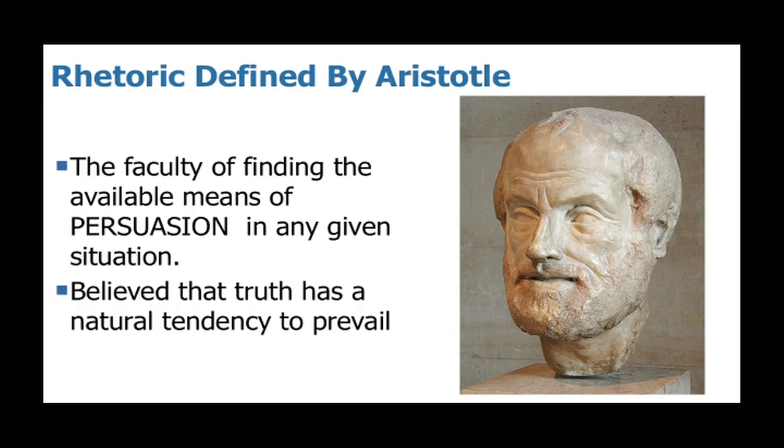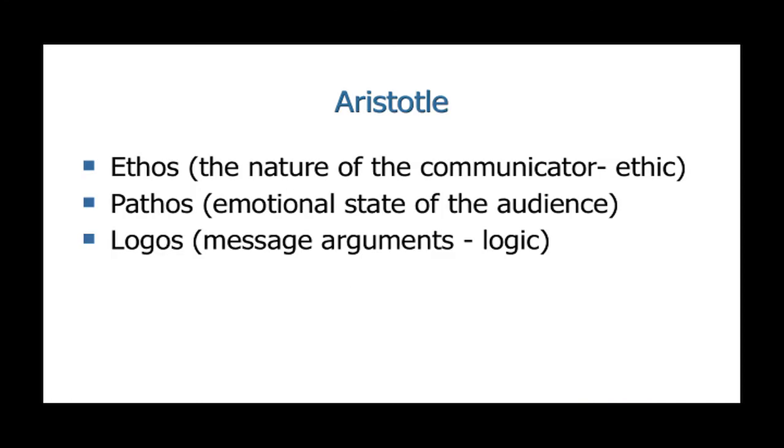Rhetoric was defined by Aristotle as the faculty of finding the available means of persuasion in any given situation. He believed that truth has a natural tendency to prevail over its opposites. Aristotle came up with 3 proofs that are important to understand for our discipline. The first was ethos, and this deals with the nature of the communicator. Whenever you think about ethos, think ethics. Pathos dealt with the emotional state of the audience, or the use of emotion by the persuader. So when you think about pathos, think about emotion. Logos stands for logic and how those message arguments are constructed. So when you think logos, think logic.